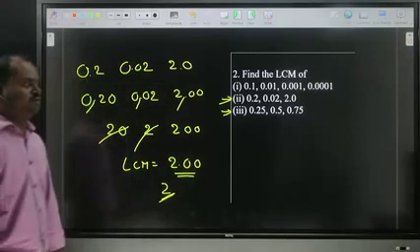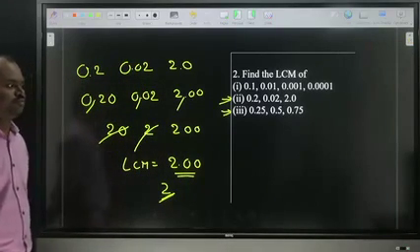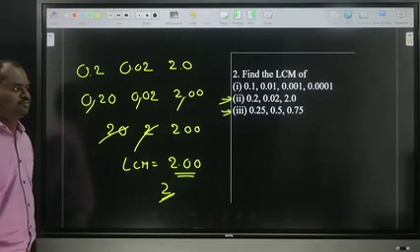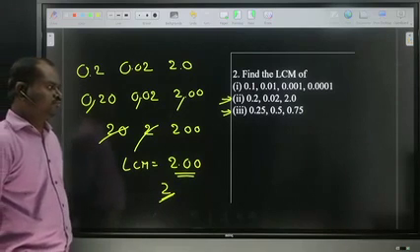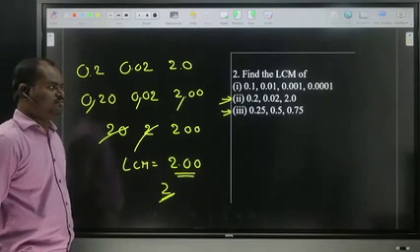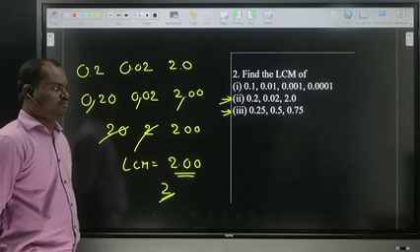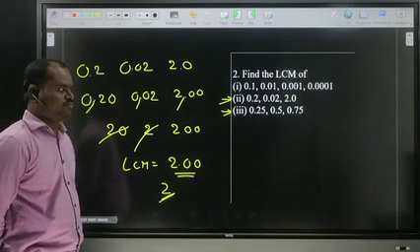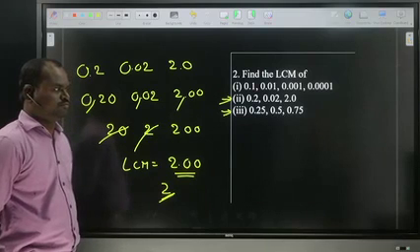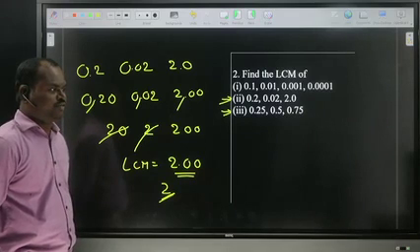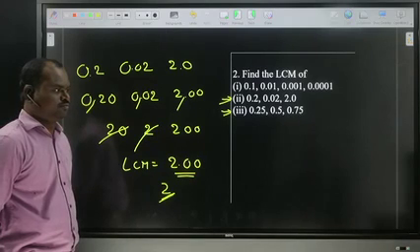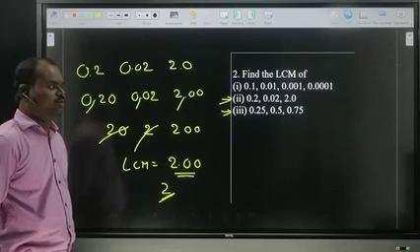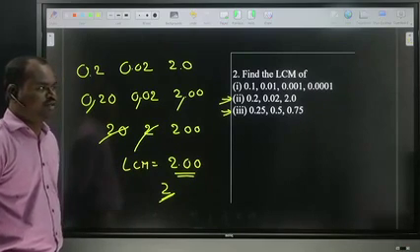Try that third question. 1.5. Some people are saying 1.5. Shall we see now whether it is right or wrong? Okay now.